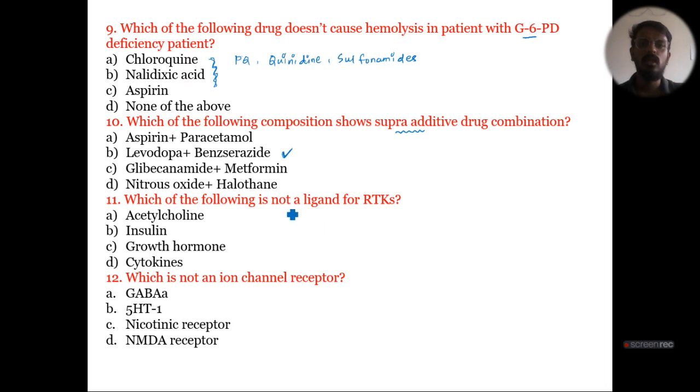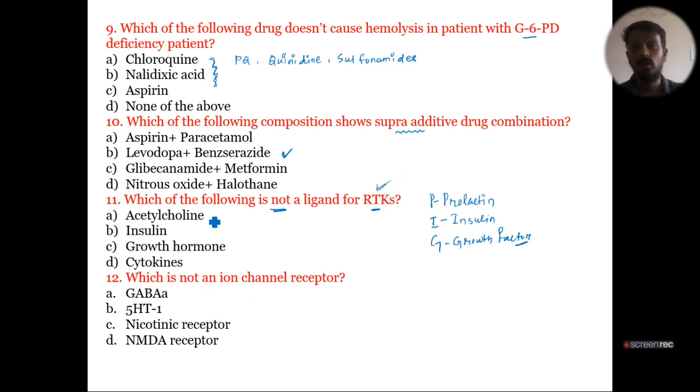So which of the following is not a receptor tyrosine kinase? To remember this, you can remember a simple mnemonic, that is PIG. P for prolactin, I for insulin, G for growth factors. So these come under your receptor tyrosine kinase class.